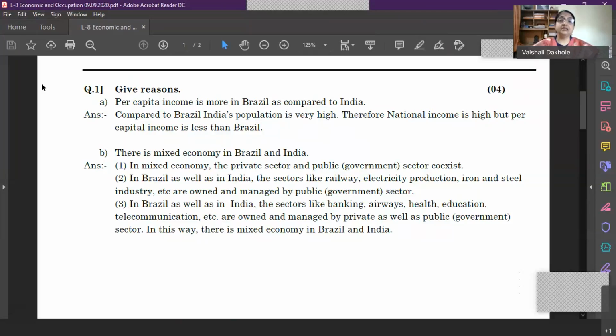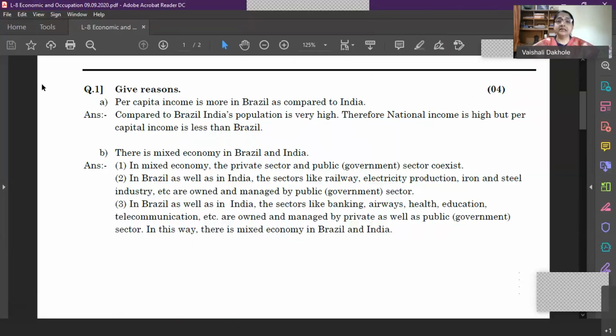Brazil's economy is dependent on the tertiary sector, that is the type of the occupation, and India's economy is dependent on the primary sector.